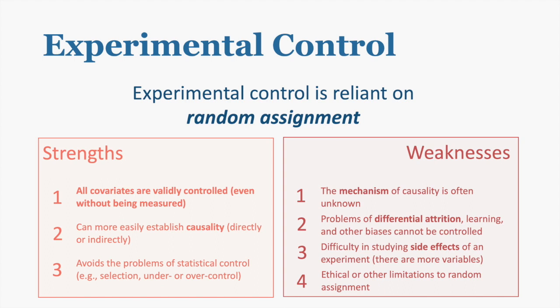You have difficulty in studying side effects of an experiment. So there's always other things that might be happening when you have an experimental control that are very difficult to actually account for. And then the fourth, there's often ethical or other limitations to random assignment. Things that are also very important to understand, but you can't ethically randomly assign someone to the group.